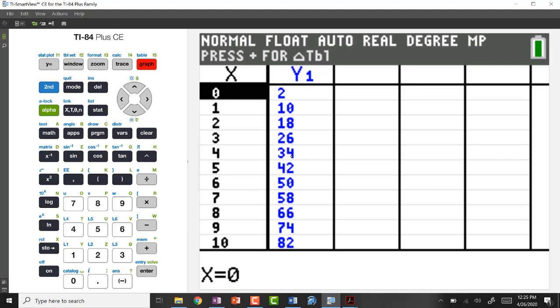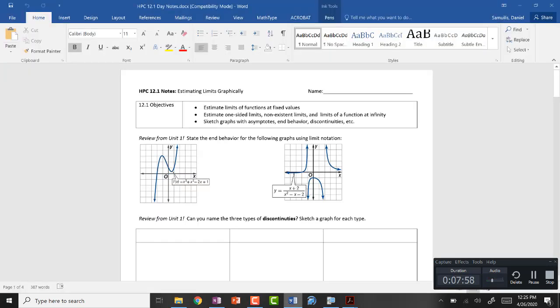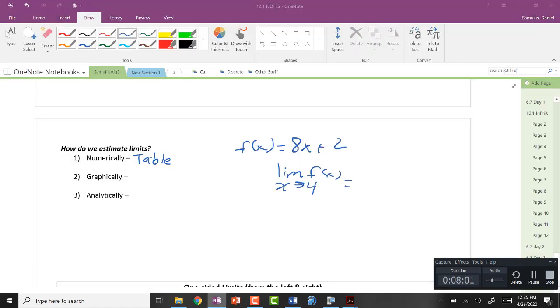That's pretty straightforward. The other way is to take a look at the actual graph of it. Graphically, you can use your calculator or sketch it by hand. Again, you're just looking at the actual picture and determining, when the x value is approaching a particular value, what y value it is headed towards. And the last one would be analytically. This means algebraically, which is the next section.